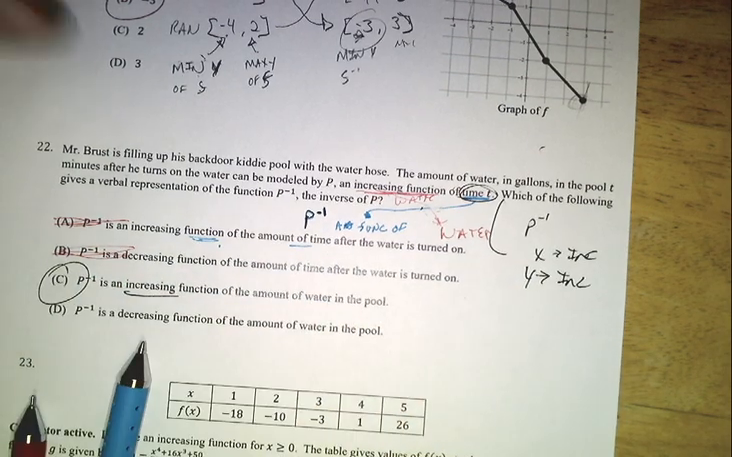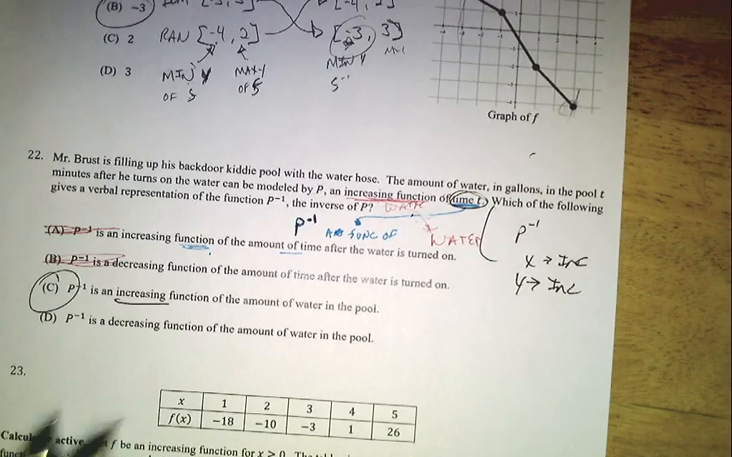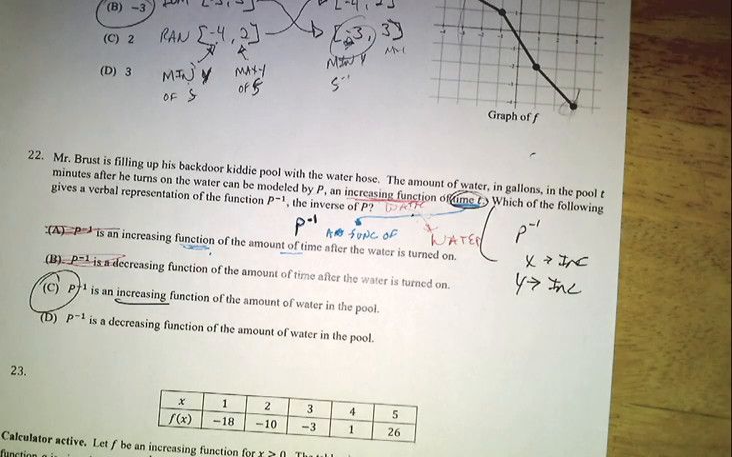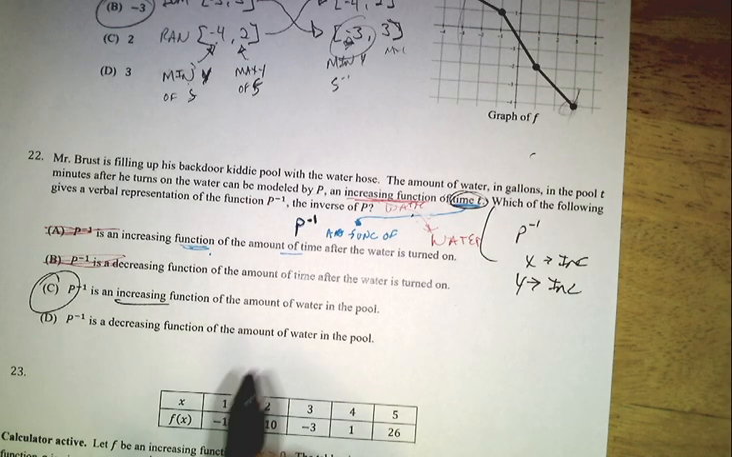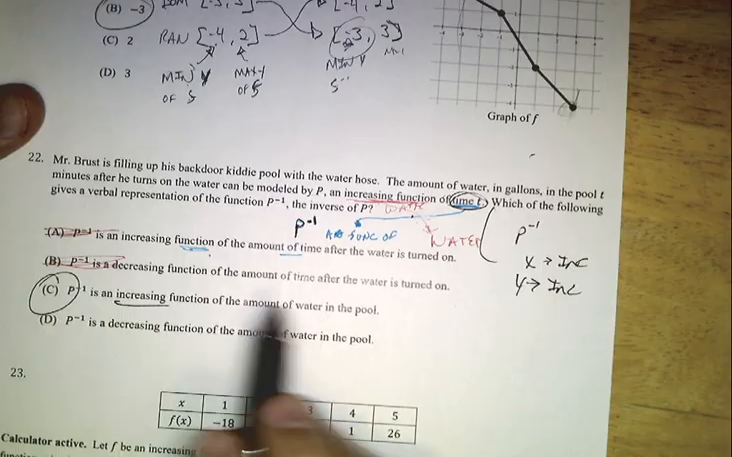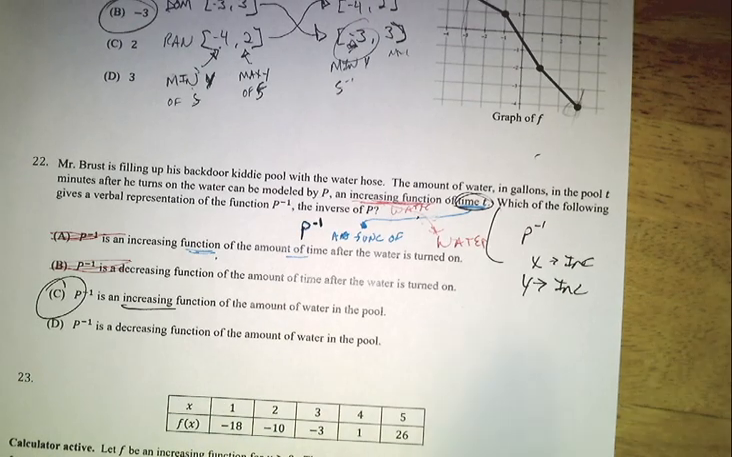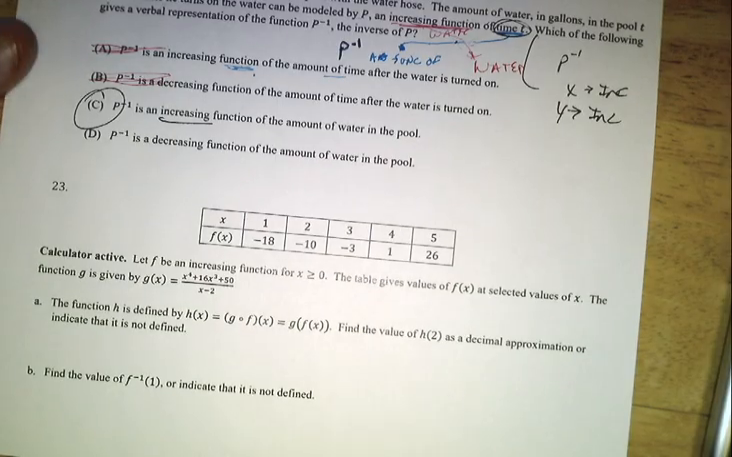So it should be C. There's a possibility I selected A on mine. I wasn't reading it properly, but it should be C. Okay, next up, last one, calculator one.